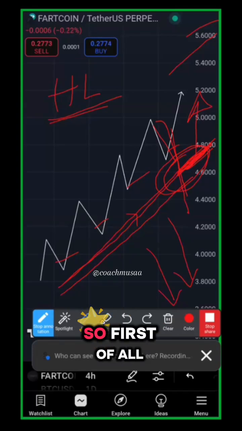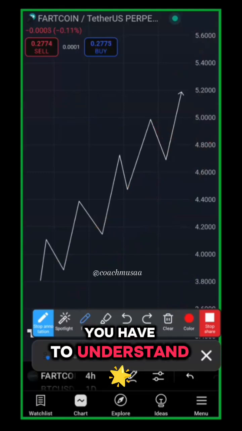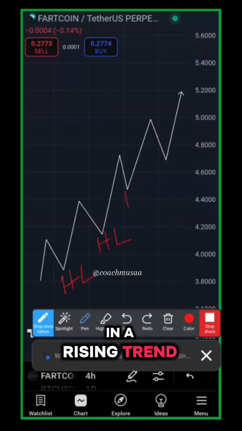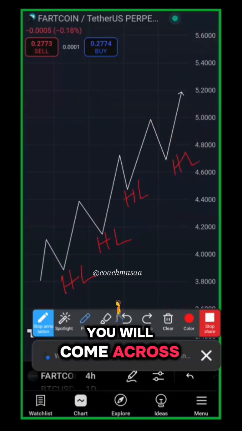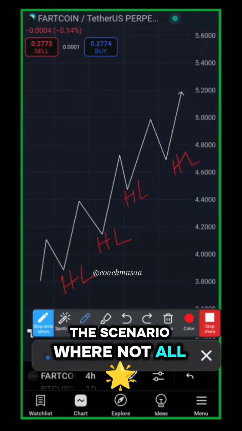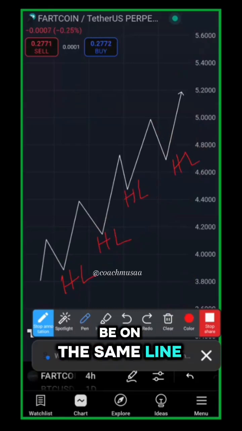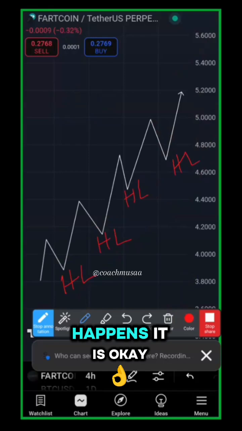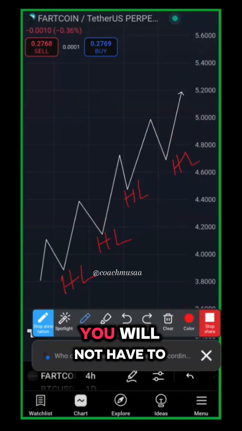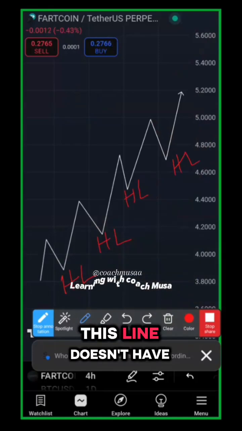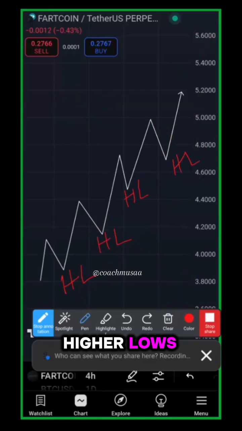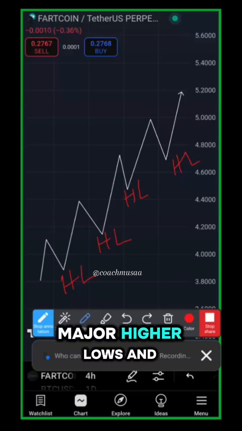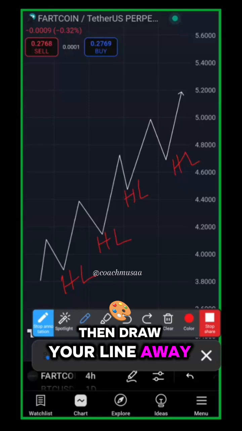All right. So first of all, you have to understand that amidst you identifying the different higher lows in a rising trend, you will come across a scenario where not all the higher lows would be on the same line, right? And when that happens, it is okay. You will not have to force it. This line doesn't have to touch all the higher lows. Just identify any 2 or 3 which you feel are major higher lows, and then draw your line over it.